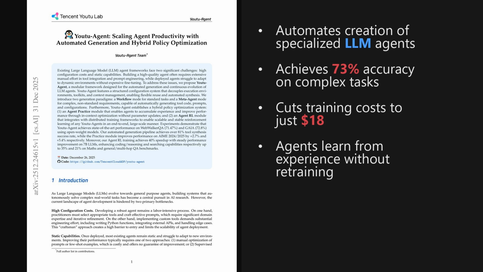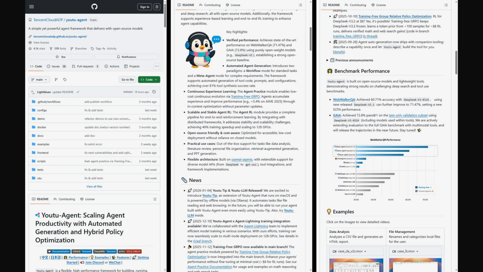The paper is titled Youtu-Agent, Scaling Agent Productivity with Automated Generation and Hybrid Policy Optimization. And as we'll see later, the implications for reducing manual engineering costs are quite significant. And for those interested in the implementation, the authors have shared their code on GitHub.